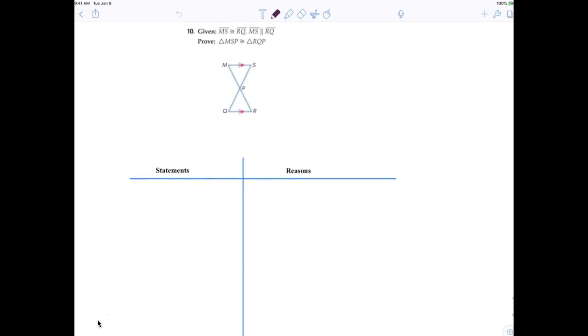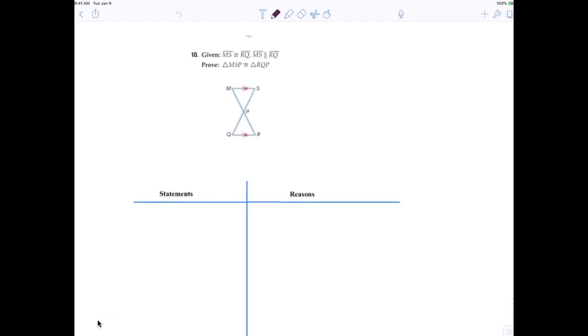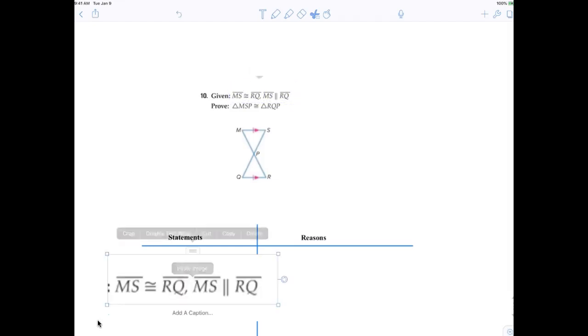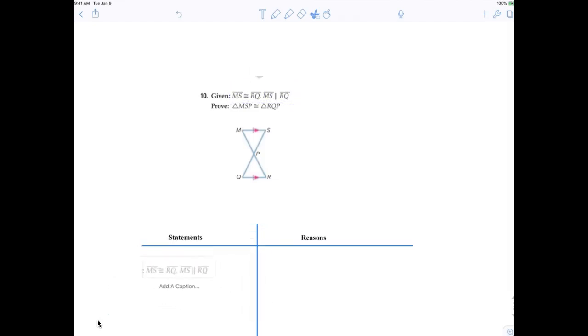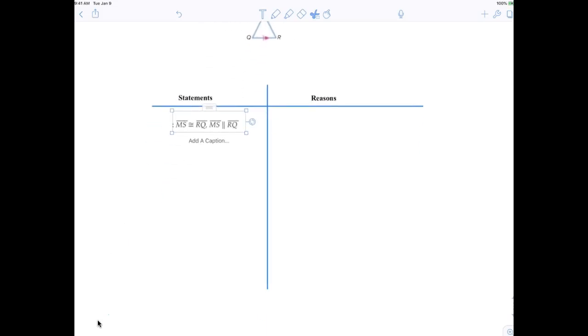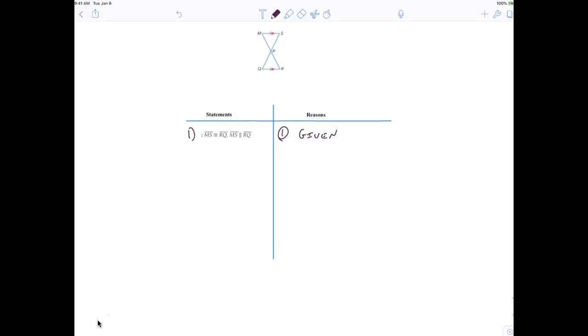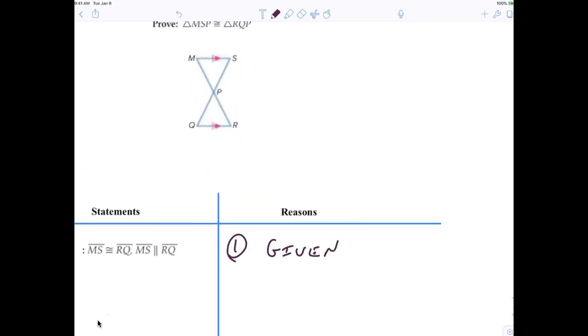So now, MS is congruent. I'm going to go ahead and just grab that. There you go, step 1. Of course, that's just the given. So now I just have one piece. How many pieces do I need? 3. Exactly. So I have one side.